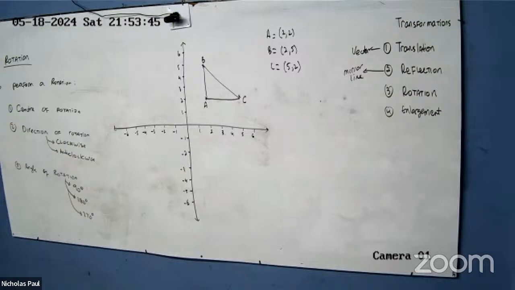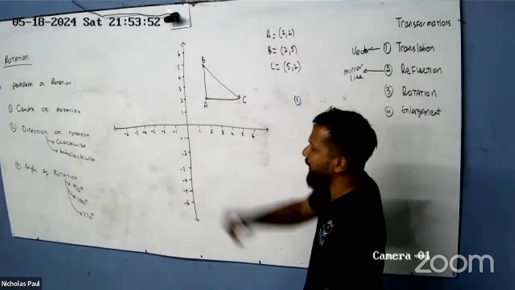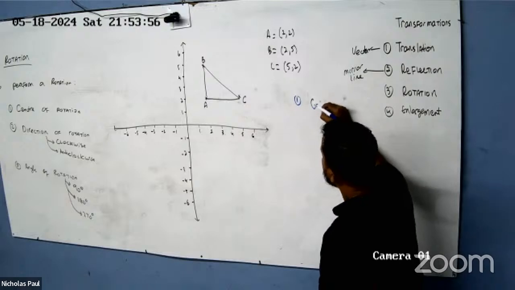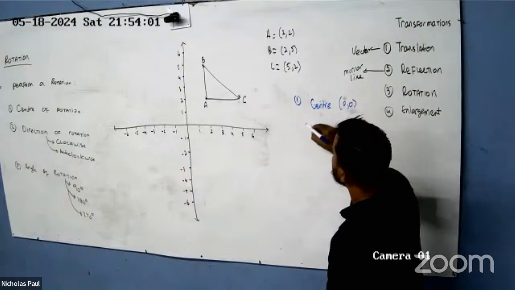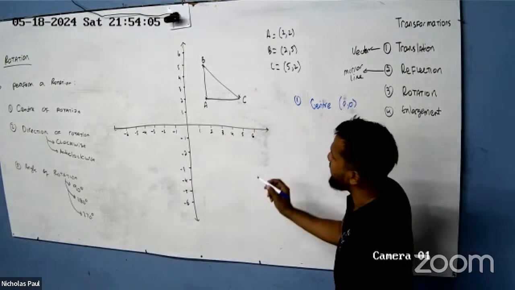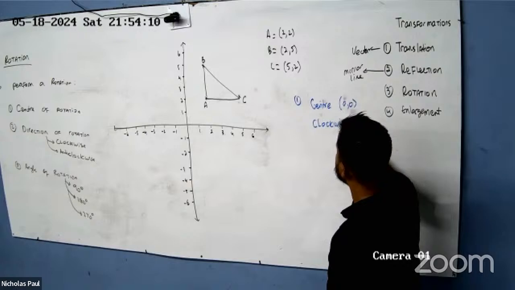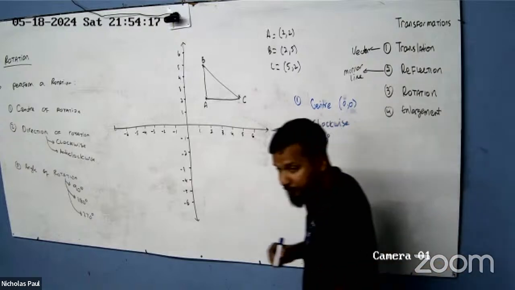Ready? All right. So our first transformation, our first rotation. Rotation number one, I'm going to give you all the things you need. The first thing I'm going to give you is the center. We are going to perform a rotation about the center 0, 0. The second thing I will give you is the direction. Let us do it clockwise. And let's do it 90 degrees. So we can perform those three things.